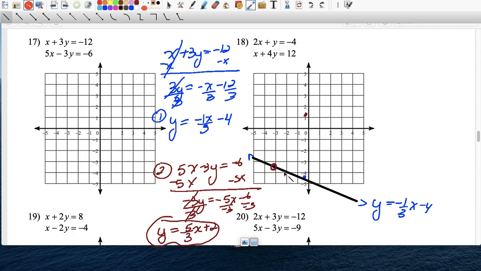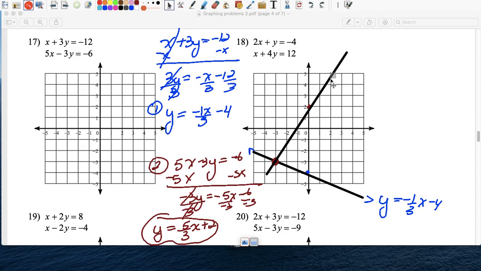When I connect these two, you can clearly see the point of intersection. Let me just put an arrow here, put an arrow here. Let's give this guy's name. It's y equals 5 over 3 x plus 2. So the point of intersection is, let's see, the solution is negative 3, comma, negative 3. Let's do our check.